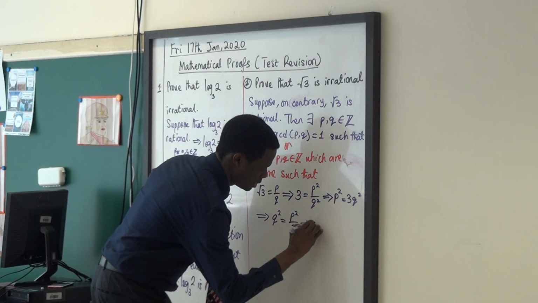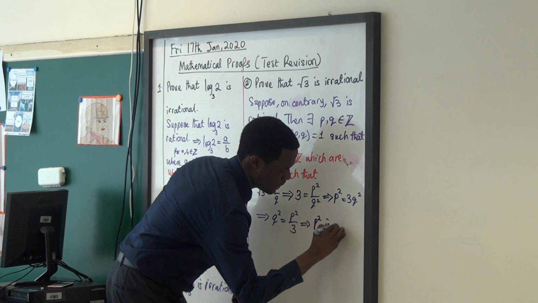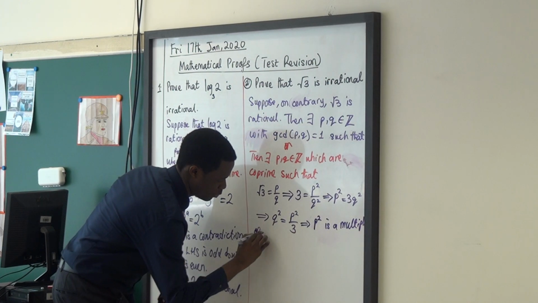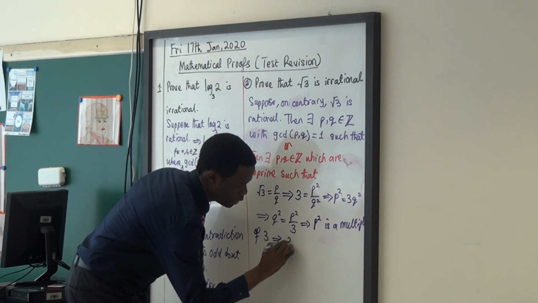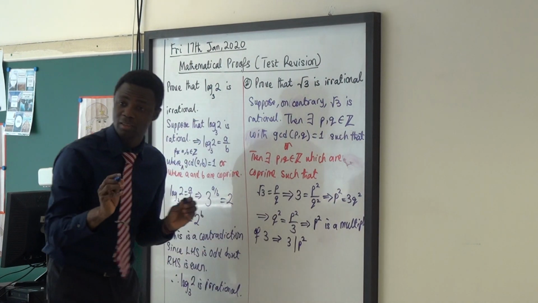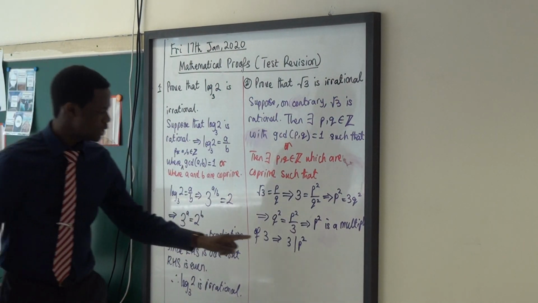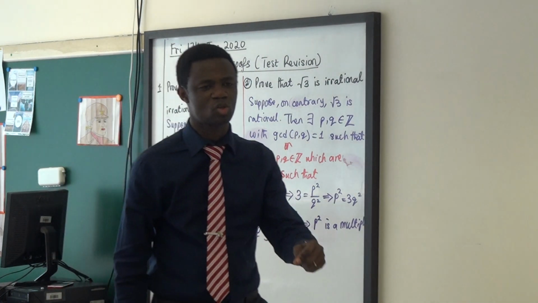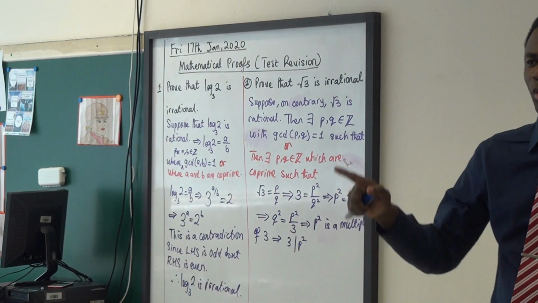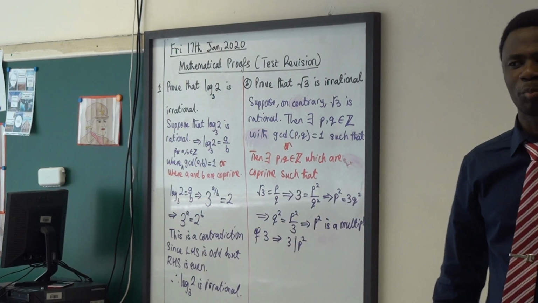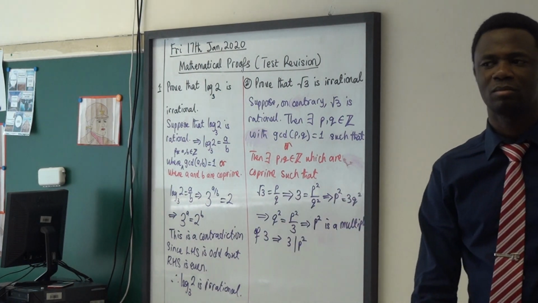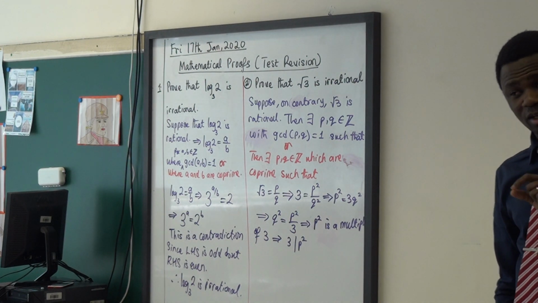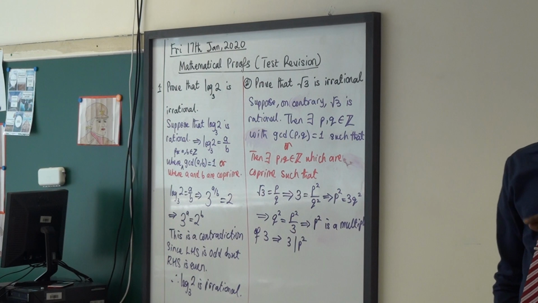This implies that P squared is a multiple of 3, or you can say 3 divides P squared. 3 is a prime number. A prime number divides P squared. What is the relationship between the prime number 3 and P? Again, 3 divides P squared. What is the relationship between 3 and P itself, not P squared now?